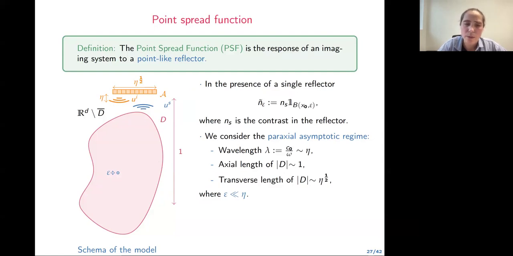In order to have explicit formulas, we consider the paraxial asymptotic regime. In this regime, we're far away from the array. The wavelength is of order eta, the transverse lengths are of order square root of eta, and the axial lengths in my medium are of order 1. And of course, epsilon is still quite small in front of eta. So I have numerous scatterers per wavelength.